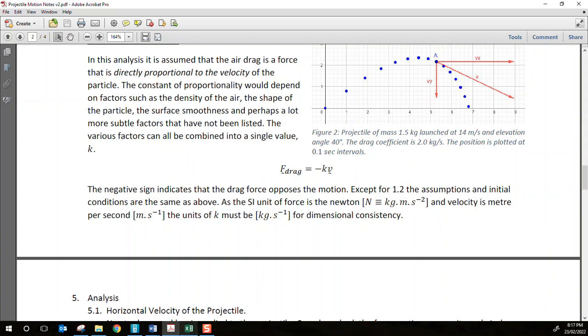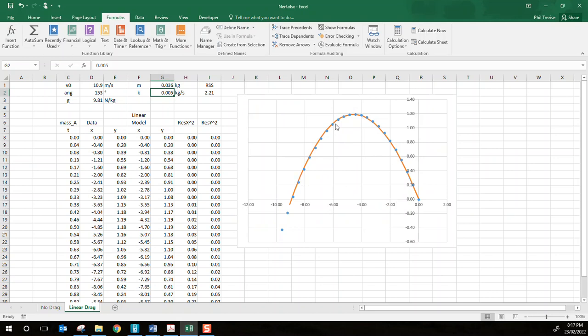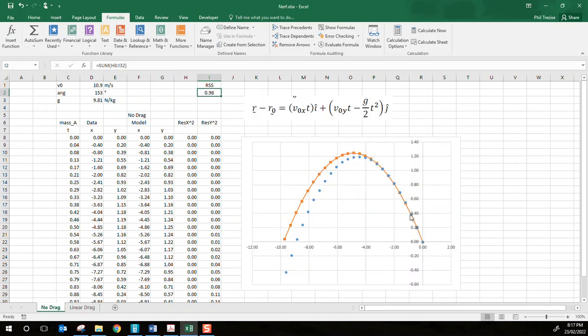So can we claim that that model is better than the previous one? Well, probably, because we're doing a better job of matching the shape of the curve.